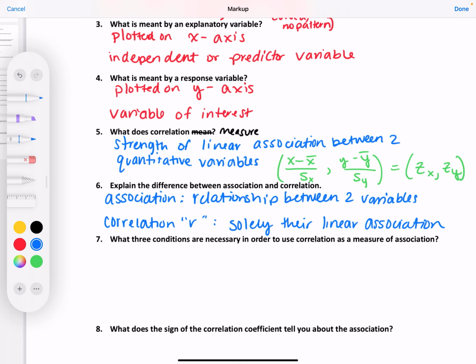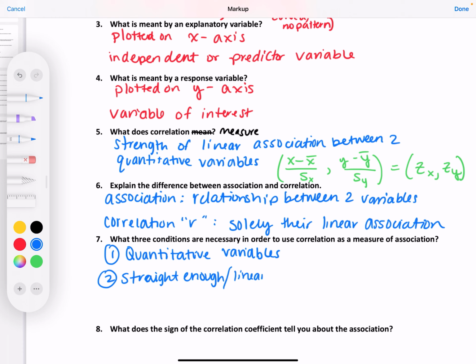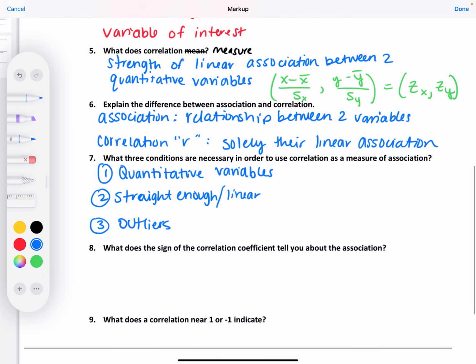What three conditions are necessary in order to use correlation as a measure of association? Quantitative variables. Quantitative variables, straight enough or linear. And then if there are outliers. What does the sign of the correlation coefficient tell you about the association? The direction. Yeah.